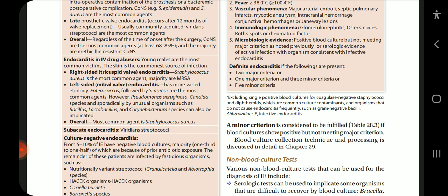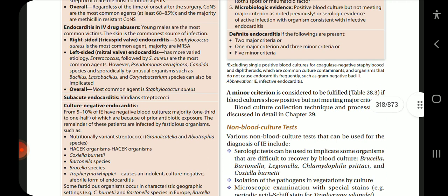While left-sided mitral valve endocarditis will be caused by a greater variety of organisms, like Enterococcus followed by Staph aureus. However, Pseudomonas aeruginosa, Candida species, and sporadically unusual microorganisms like Bacillus, Lactobacillus, and Corynebacterium species can also be implicated. Overall, the most common agent of endocarditis in IV drug abusers is Staphylococcus aureus.